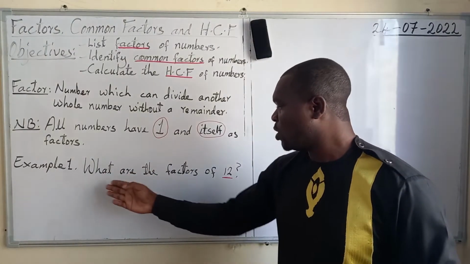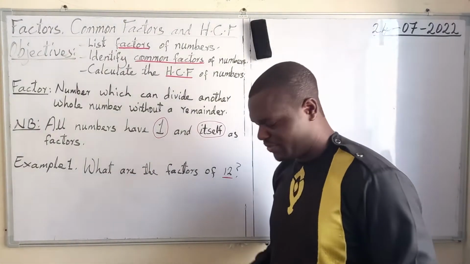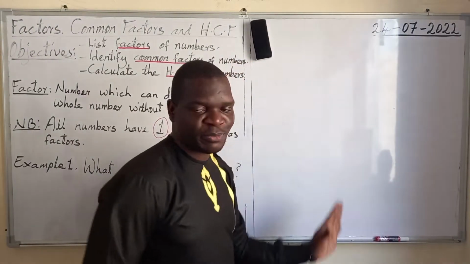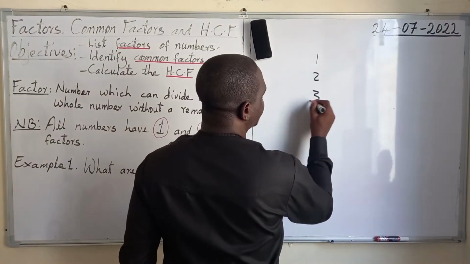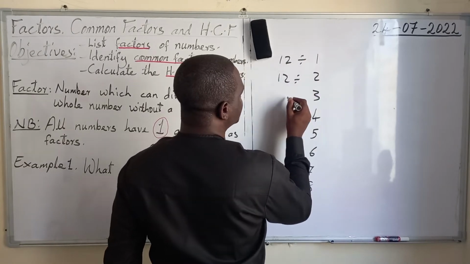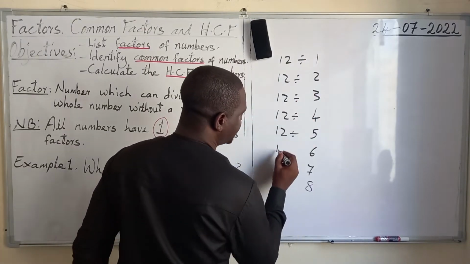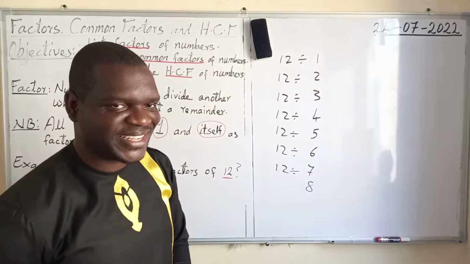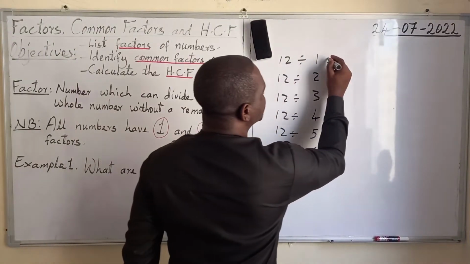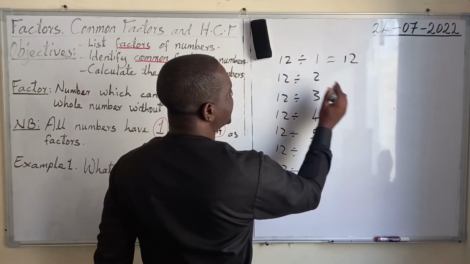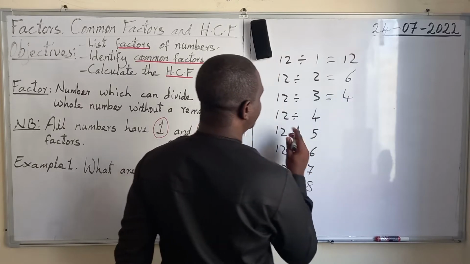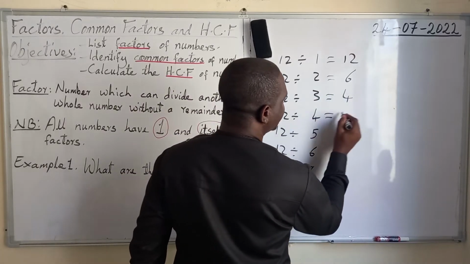Example 1, what are the factors of 12? Before we list the factors out, I want us to do some rough work this way. 1, 2, 12 divided by 1, 12 divided by 2. I want us to end here for reasons I will explain later. 12 divided by 1 will give 12. 12 divided by 2 will give 6. 12 divided by 3 will give 4. 12 divided by 4 will give 3.